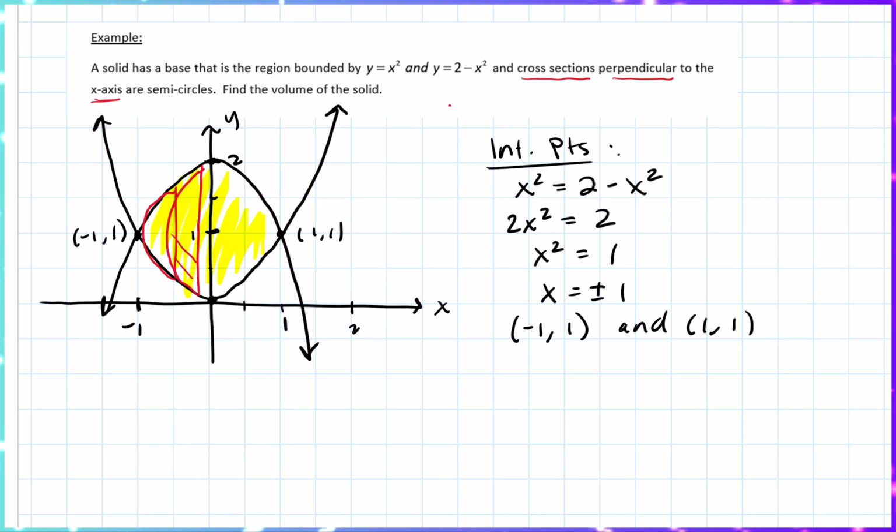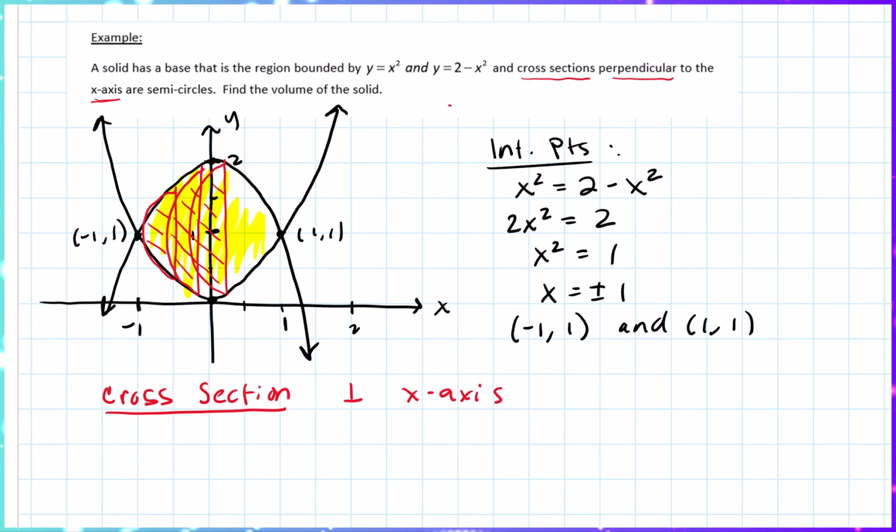And so these semicircles are building a solid, and I'm drawing a few of them. But the cross sections, so let's draw what a cross section looks like, and I'll show you a nice three-dimensional picture too. The cross sections, and they are perpendicular, so I'm drawing them perpendicular to the x-axis, are semicircles. They look like this coming out of the board.